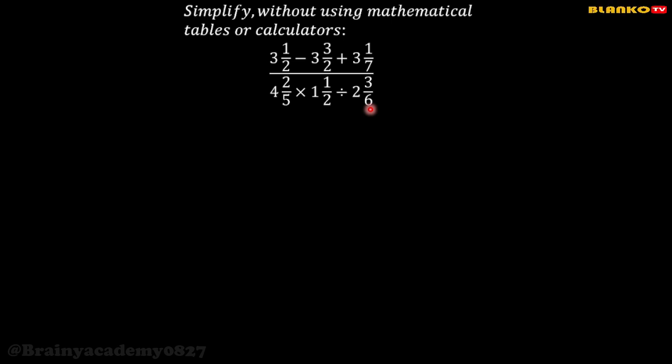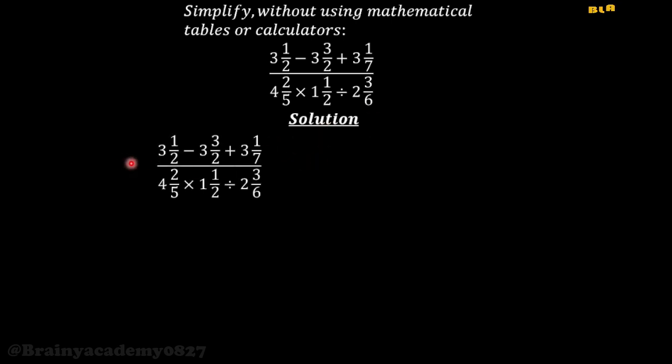So we are going to solve this question today. We have to simplify 3 whole number 1 over 2 minus 3 whole number 3 over 2 plus 3 whole number 1 over 7 divided by 4 whole number 2 over 5 times 1 whole number 1 over 2 divided by 2 whole number 3 over 6. So the solution. We are given 3 whole number 1 over 2 minus 3 whole number 3 over 2 plus 3 whole number 1 over 7, all divided by 4 whole number 2 over 5 times 1 whole number 1 over 2 divided by 2 whole number 3 over 6. And we are to simplify this without using mathematical tables or calculators.